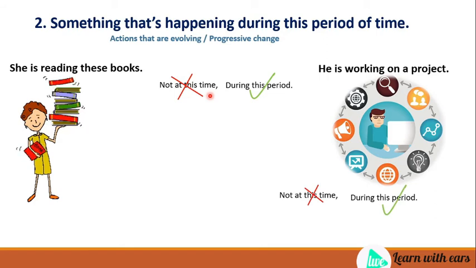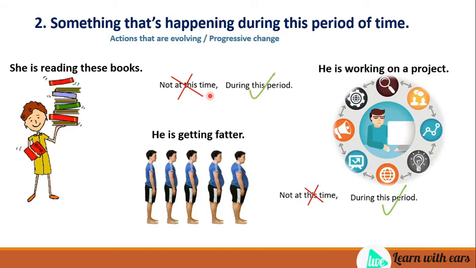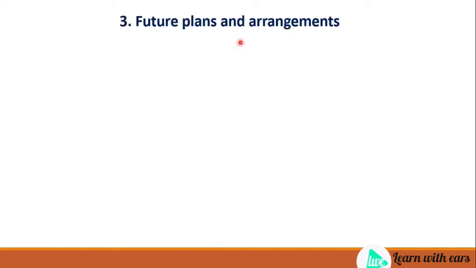See the next example. He's getting fatter. Okay, it's not possible that he's getting fatter at this time. Okay, it's during this period he's getting fatter. So something that's happening during this period of time, we use present continuous tense. So here we have third use. We can also use present continuous tense to talk about future plans and arrangements. For example, I am going for the shopping tomorrow.